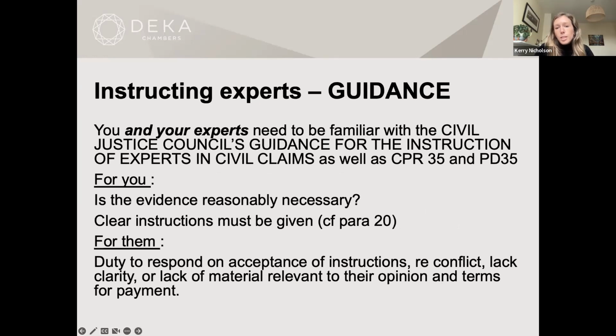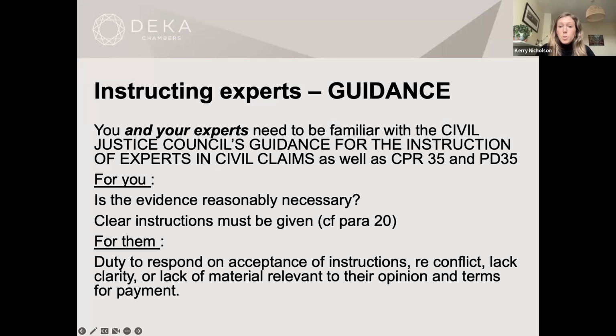In terms of instructing experts, it's really important that both yourselves and the expert are familiar with the very catchily named Civil Justice Council's guidance for the instruction of experts in civil claims, as well as CPR 35 and its corresponding practice direction. The key issues for you when you instruct an expert, first of all, as we've already said, is whether their evidence is reasonably necessary, and then giving them clear, complete instructions.